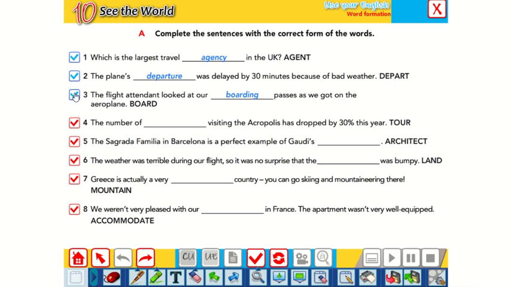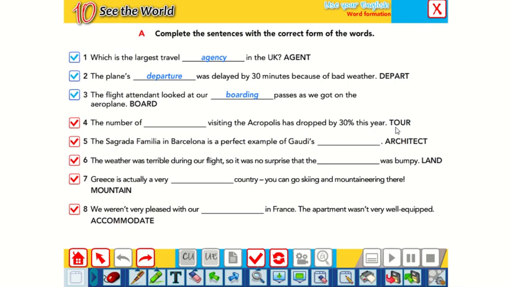For the number of space visiting the Acropolis has dropped by 30% this year. So here we have the word tour. Tour is a verb and it's a noun, and we can form other words from tour like tourism, tourist. So let's look at the space here carefully. Look at the word before and the word after the gap to make sure what is the suitable word we need here.